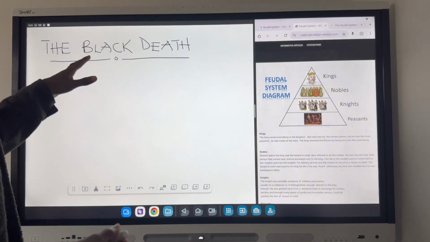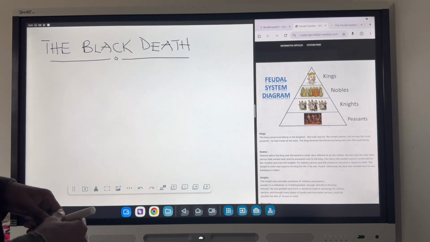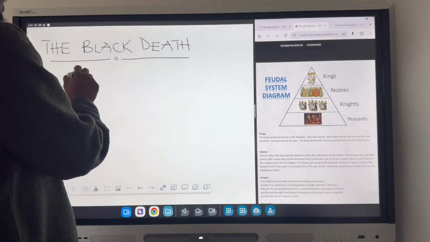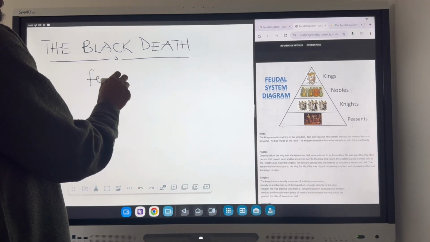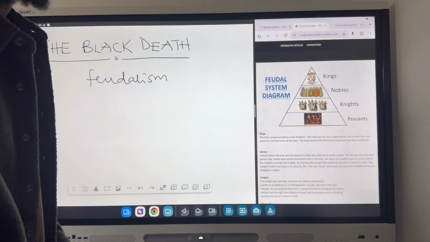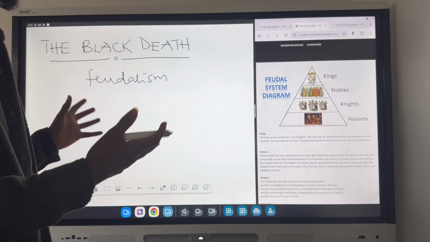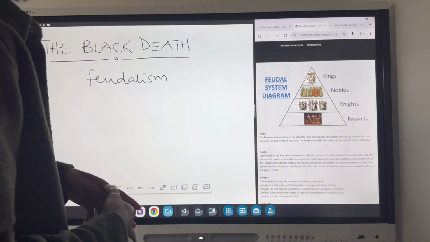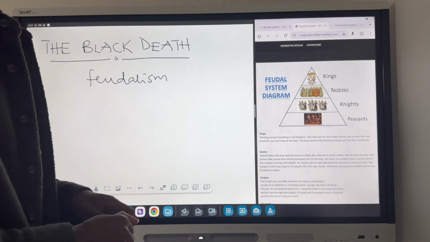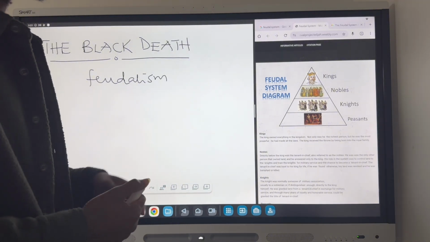In today's video, we'll be looking at the Black Death, and we also look at feudalism. That was a system of land ownership during that time. So these are the main things that we will look at. Then in addition to that, probably we will add some political changes within this time period.